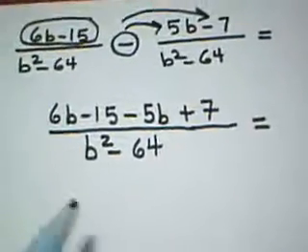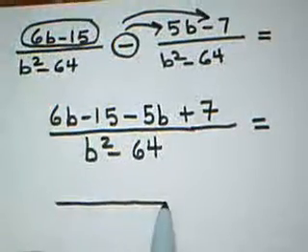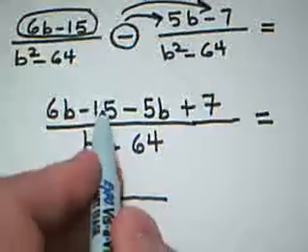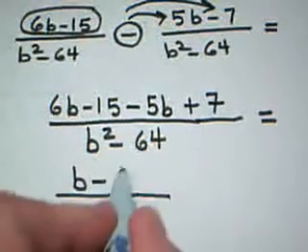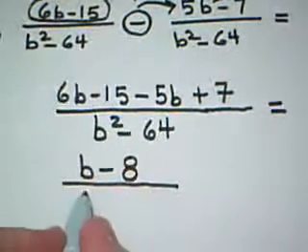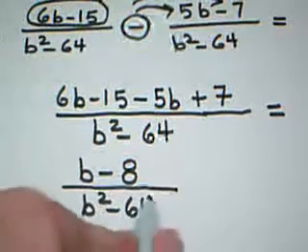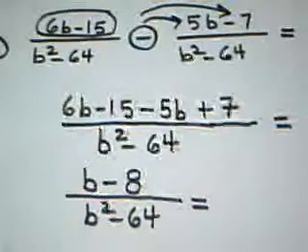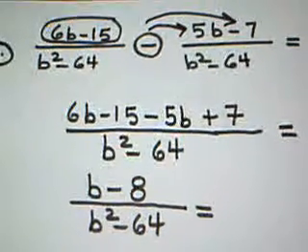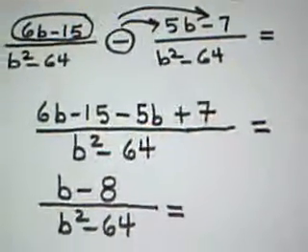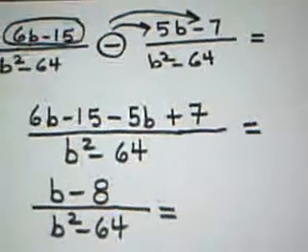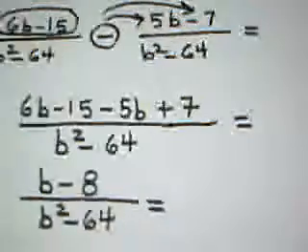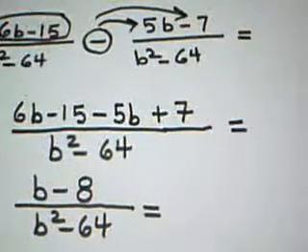Okay, the next thing I'm going to do is collect like terms in the numerator. 6b minus 5b is b. Negative 15 plus 7 is a negative 8. I have b squared minus 64 in the denominator. And just like in arithmetic, you needed to make sure at the end of a problem that your answer was in lowest terms. Well, the best way to ensure that an algebraic answer is in lowest terms is to factor the numerator and factor the denominator and then cancel out any common factors.